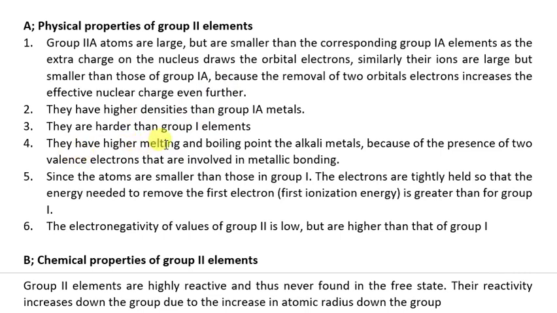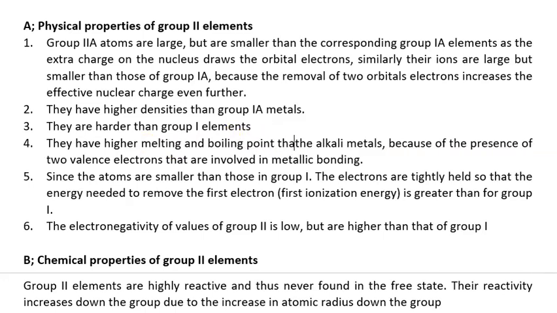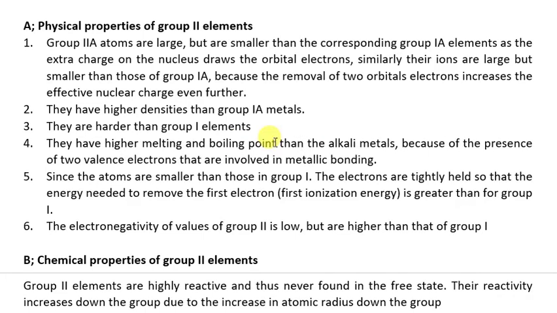Number 4, they have high melting and boiling points than the alkali metals because of the presence of 2 valence electrons that are involved in metallic bonding. That is number 4. Kwa hiyo again the reason is strong metallic bond.